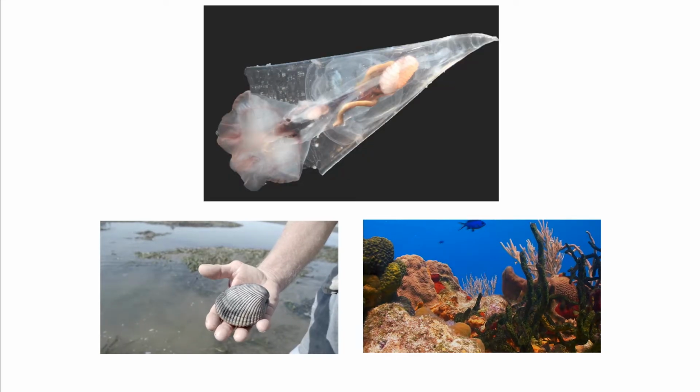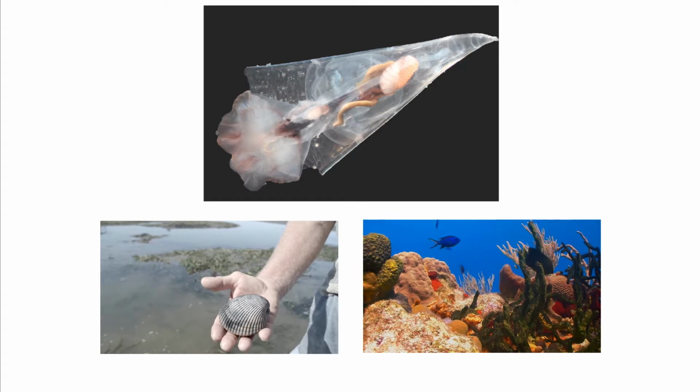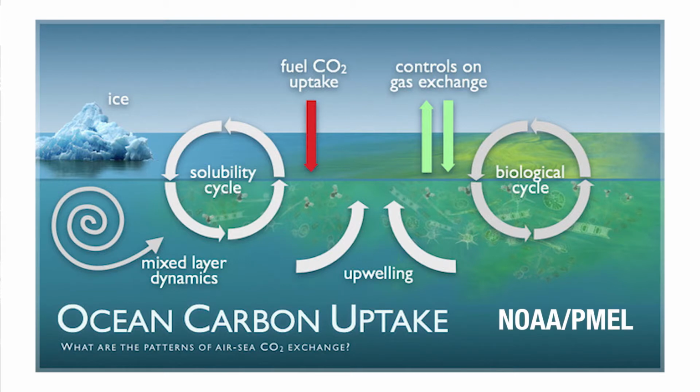One of the forms is dissolved carbon dioxide, which basically supports half of the photosynthesis on our planet. Carbonate ions form the building blocks for the shells and skeletons of marine plants and animals, including plankton, shellfish, and corals. Two key processes involved in the ocean carbon cycle are the solubility pump and the biological pump.